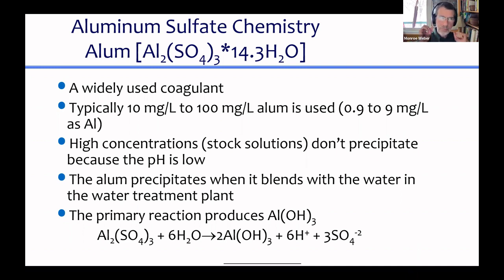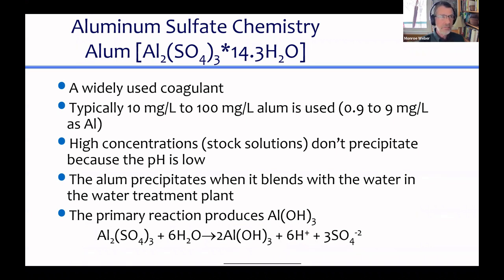The first coagulant that is commonly used is alum. It's aluminum sulfate. It's got a bunch of waters on it. You can buy it as a granular material, or you can buy it as a liquid. If you buy it as a granular material, it looks a lot like road salt. It's very widely used. And let's skip to the bottom of this slide.